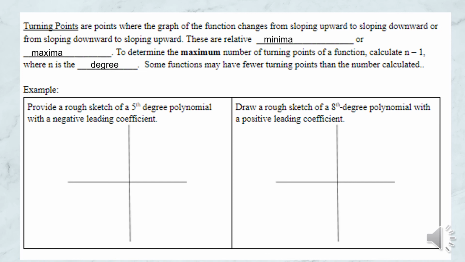All right, and if I want to draw a rough sketch of an 8th degree polynomial with a positive leading coefficient, I'm going to have both of my ending points be upwards. However, I'm going to have 7 hills.